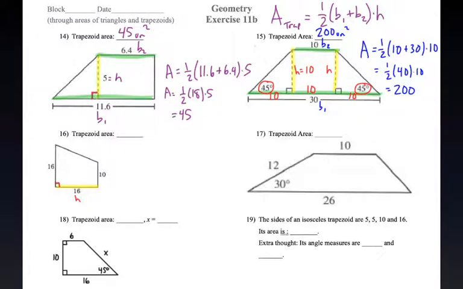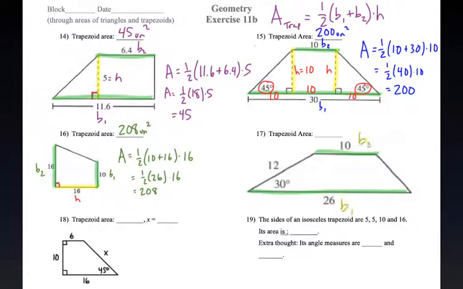The perpendicular connector, that's 16. My parallel sides are 16 and 10. Those are my bases. 1/2 times 10 plus 16 times 16 gets us the area. On number 17, the bases are 10 and 26. We are missing the height.